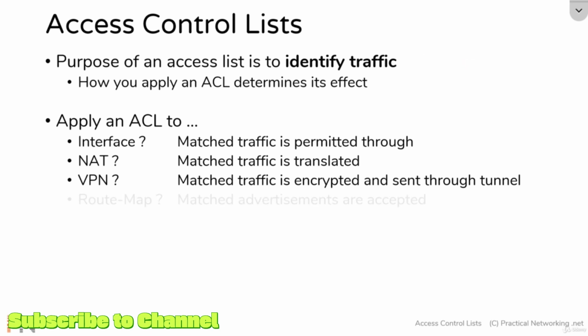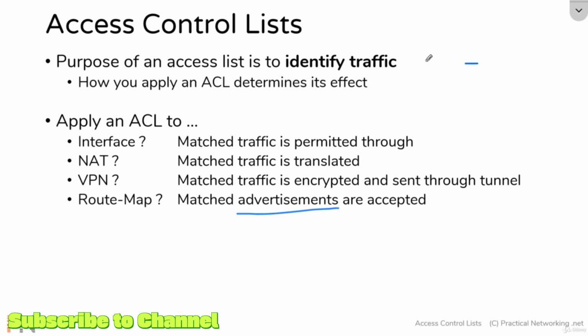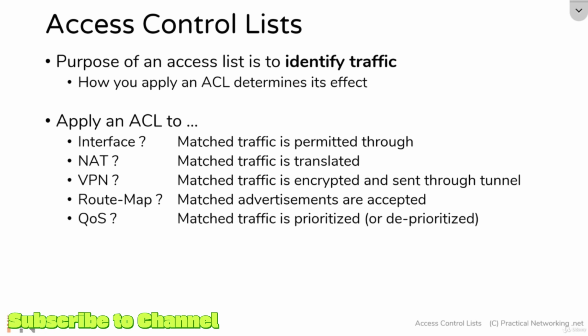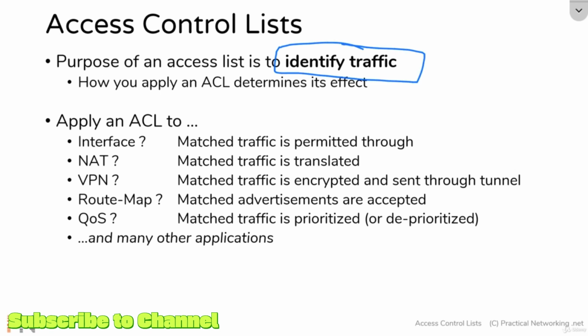If you apply your access list to a route map, then whatever advertisements match your access list are being accepted by your routing process. If you apply your access list to quality of service, then whatever traffic matches your access list is going to be prioritized or deprioritized. So there are these and many other ways to apply an access list. Again, an ACL is simply a tool on a Cisco router used to identify traffic.